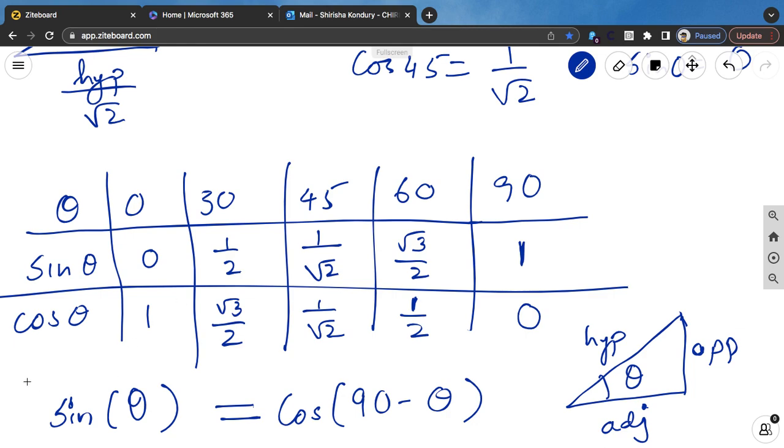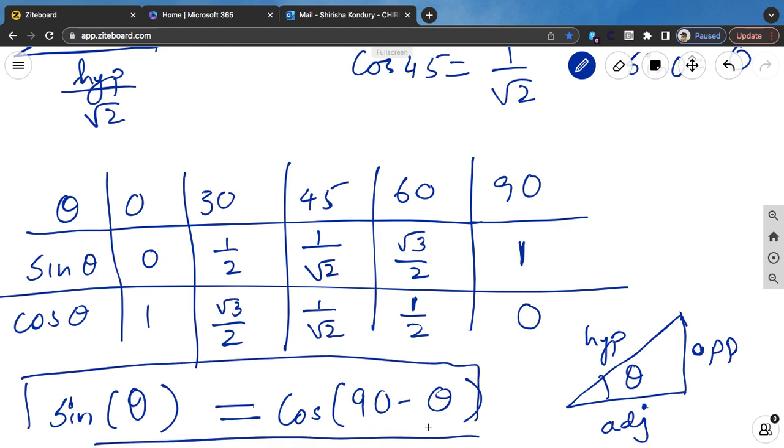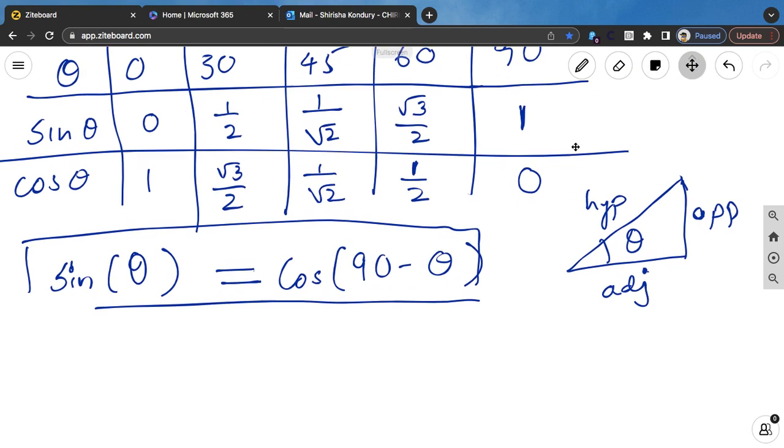And that's one relation we want to know. So we have looked at two relations till now. One is tan theta is sine theta upon cos theta. Another is sine theta is cos of 90 minus theta.